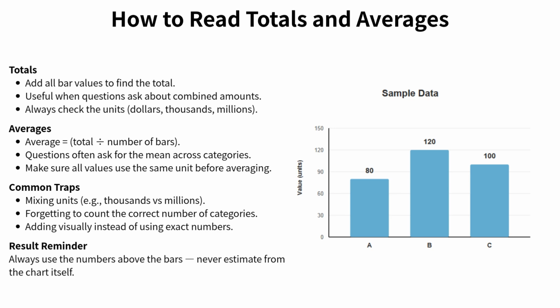Next, averages. An average is the total divided by the number of categories. So if the total is 300 and there are 3 bars, 300 divided by 3 gives us 100. Simple in theory, but easy to get wrong in practice. Common traps? Mixing units, thousands versus millions. Forgetting how many categories there actually are. Or estimating instead of calculating.